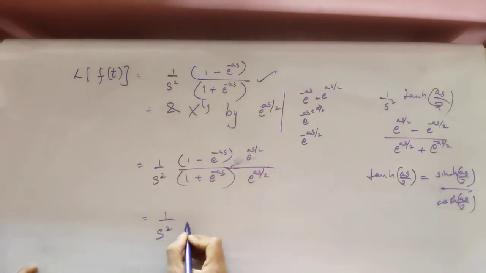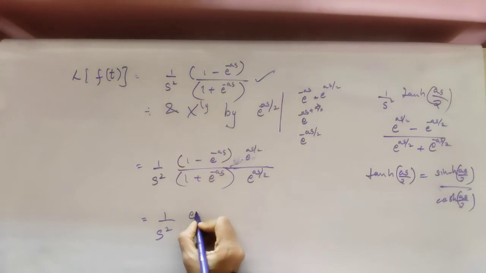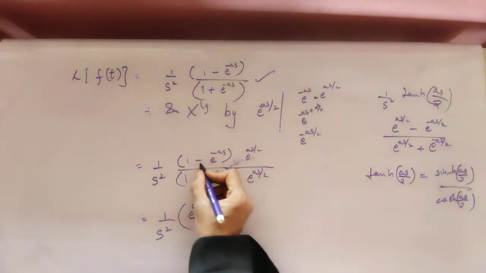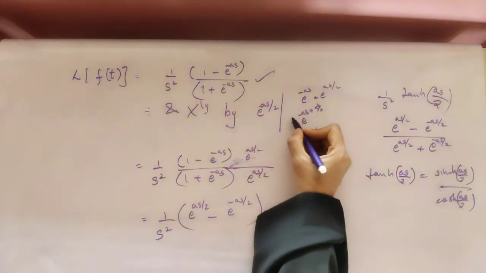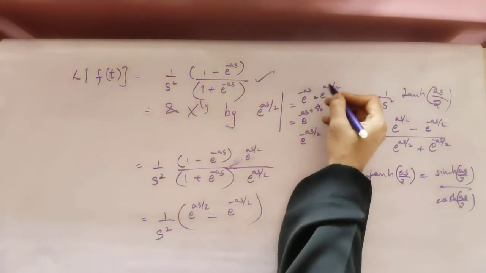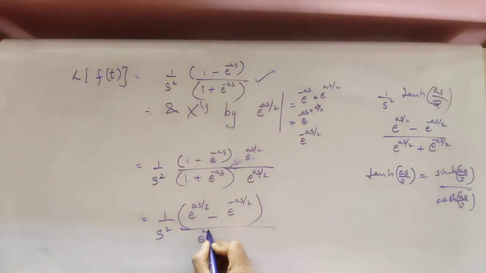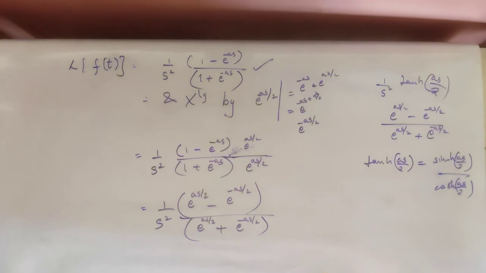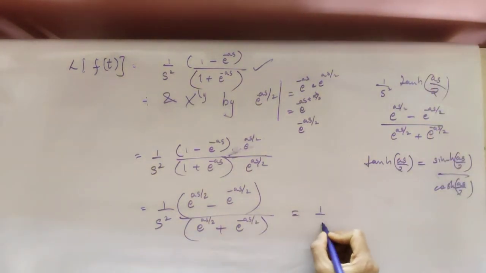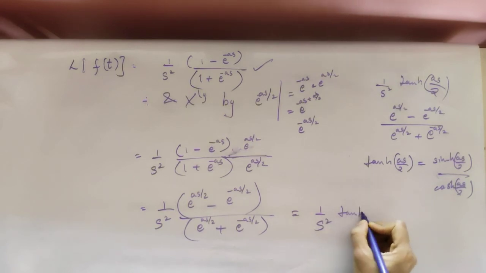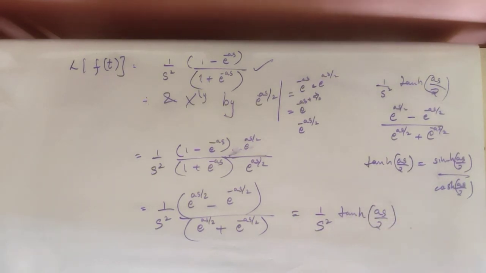It is 1 divided by s square, e to power as by 2, multiply this inside, e to power minus as by 2. I have told you how you get this e to power minus as by 2. Just see that you have to multiply these two. You get e to power minus as plus as by 2 plus e to power minus as by 2. Multiply this here in the denominator also, you will get back this. Now I have explained how it is this. So 1 by s square as it is, this is nothing but tan hyperbolic as by 2 as per the required solution.